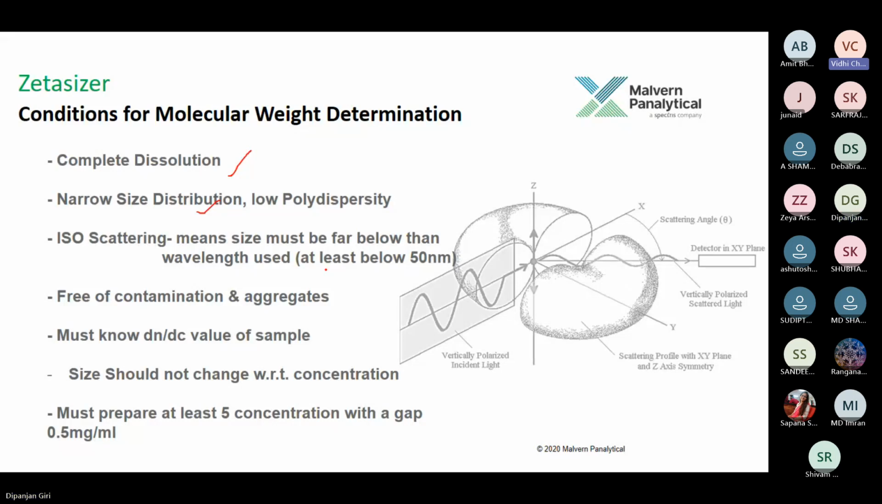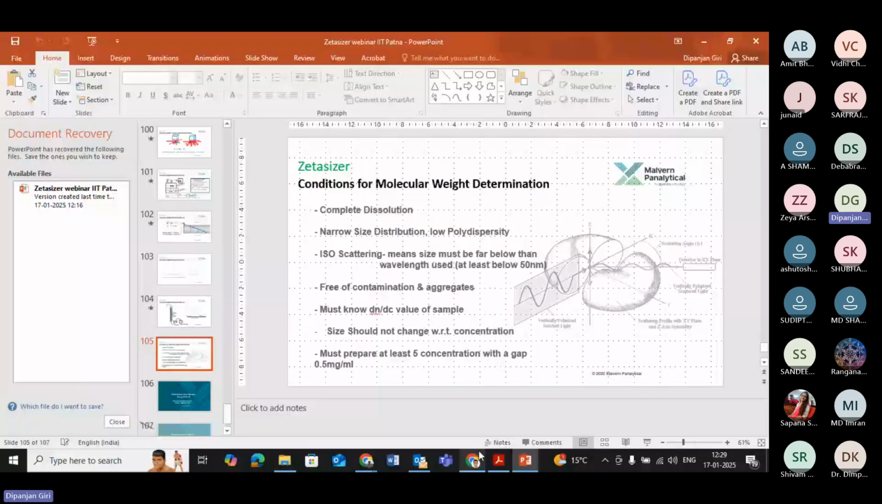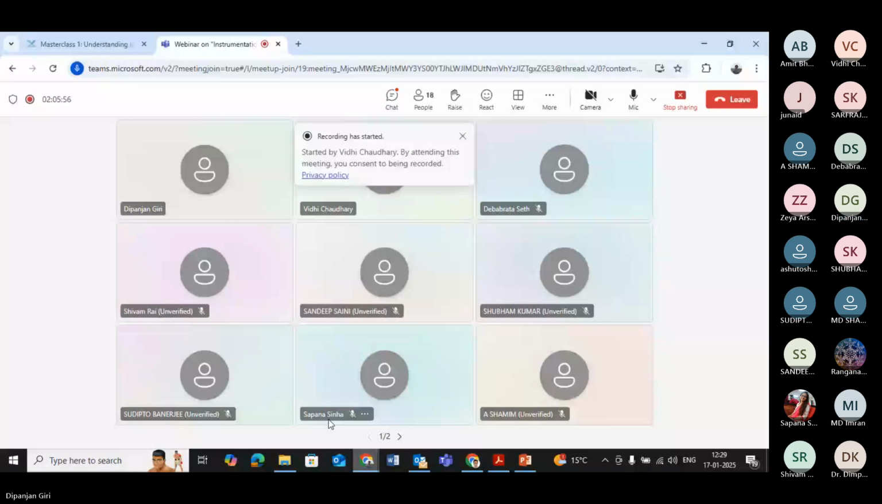Up to what pH can we do zeta potential? Up to what pH can we do zeta potential?